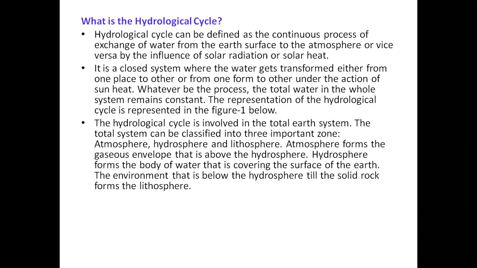The hydrological cycle can be defined as the continuous process of exchange of water from the Earth's surface to the atmosphere or vice versa by the influence of solar radiation or solar heat. It is a closed system where the water gets transformed either from one place to another or from one form to another under the action of sun heat. Whatever the process, the total water in the whole system remains constant.